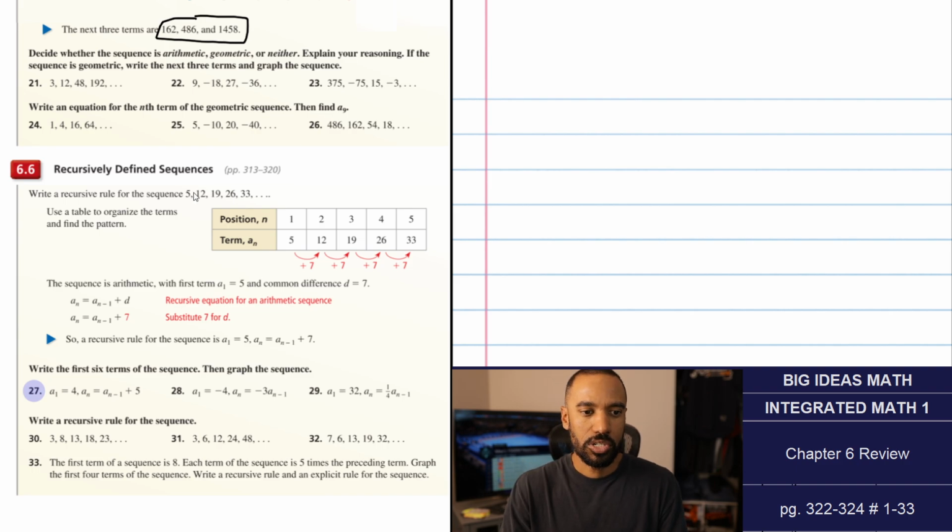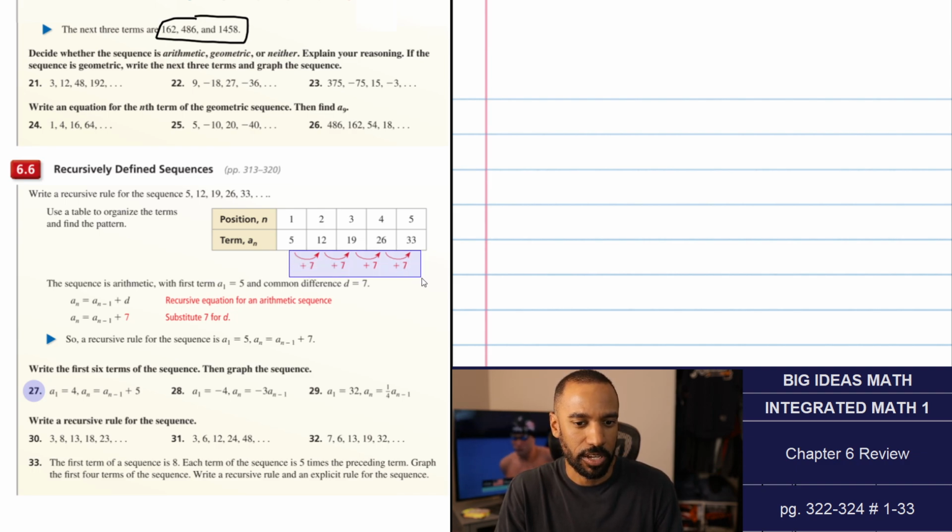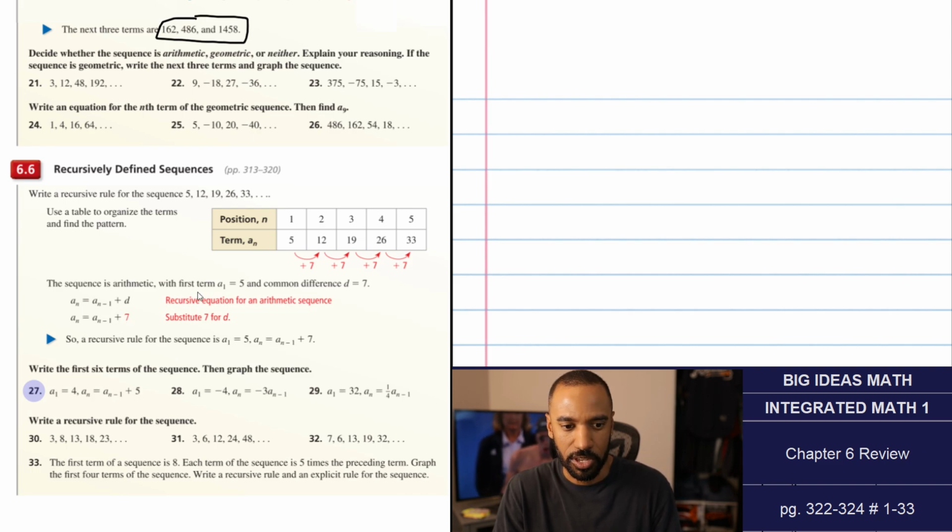It says, write a recursive rule for the sequence here, 5, 12, 19, 26, 33. It appears to be arithmetic in nature given that we have a common difference of 7 as we increase the number of terms by 1. A recursive sequence basically takes the previous value and says add 7 to the previous value. That's what a sub n minus 1 says. If this was a sub 3, this is a sub 2. To find the third term, take the second term plus 7, things like that.